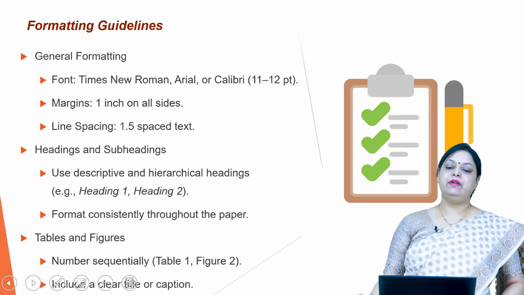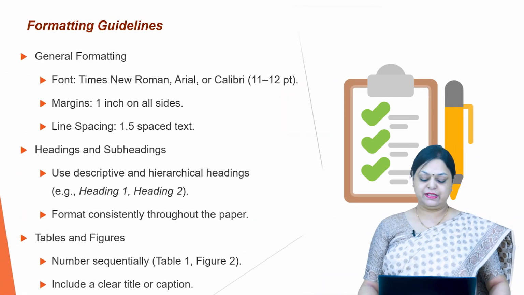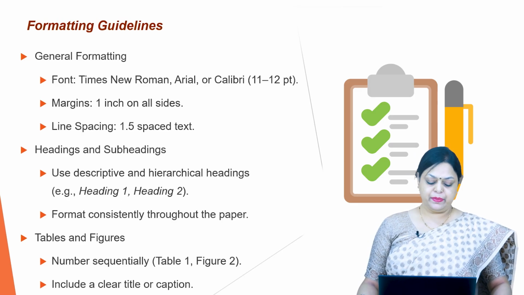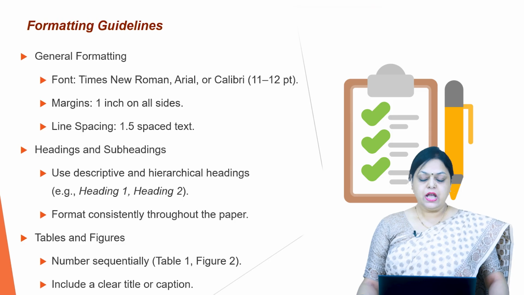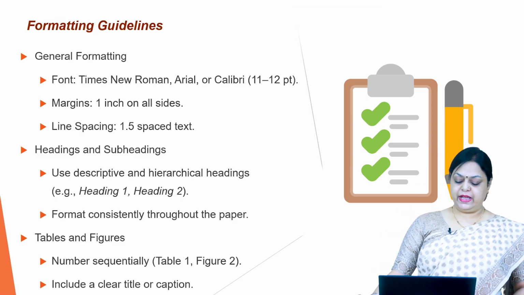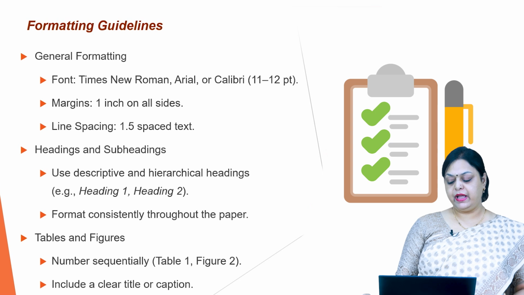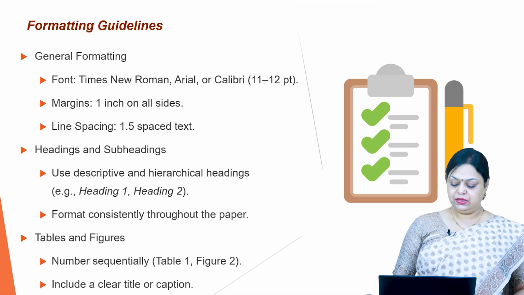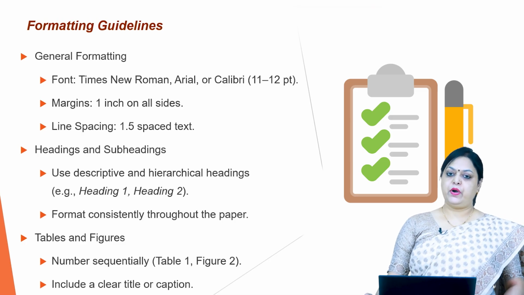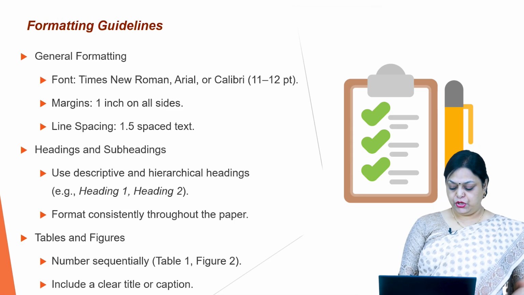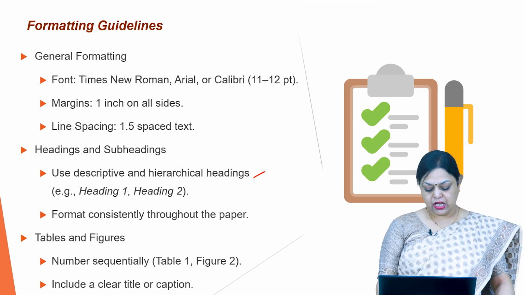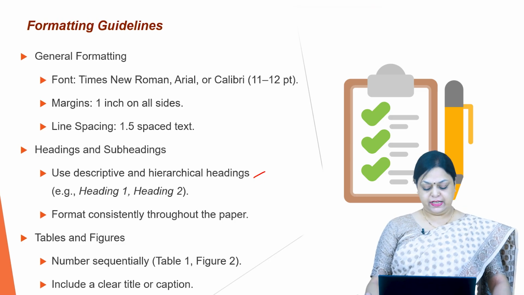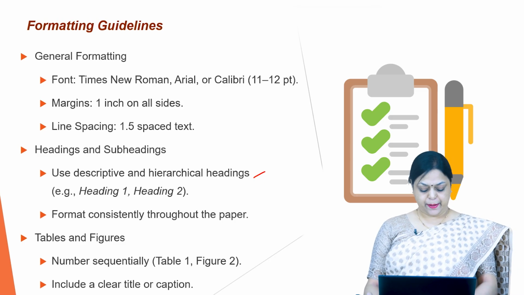Now, we will discuss the general formatting guidelines for a research paper. When you are going to submit your papers for publication purposes, there are certain guidelines to be followed. General formatting: the font should be Times New Roman, Arial or Calibri, point size should be 11 to 12, margin of all the documents should be 1 inch, line spacing should be 1.5. Headings and subheadings: use descriptive and hierarchical headings, formatted consistently throughout the paper. Tables and figures should be serially numbered, and include clear titles or captions.